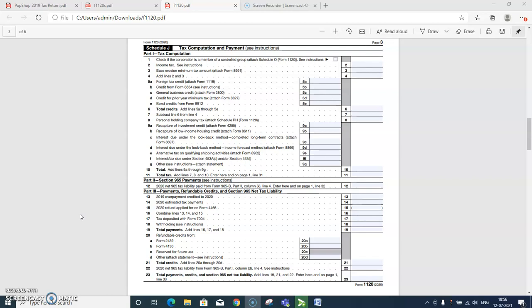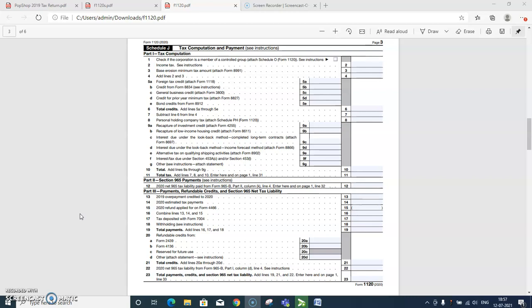enter any qualified electric vehicle passive activity credits from prior year allowed for current tax year from Form 8834, Qualified Electric Vehicle Credit. You have to attach Form 8834 if applicable. Include on line 5B any credits from Form 5735, American Samoa Economic Development Credit. Now coming to line 5C.